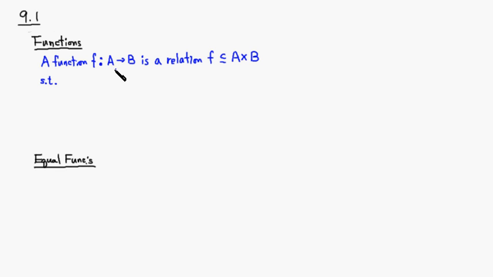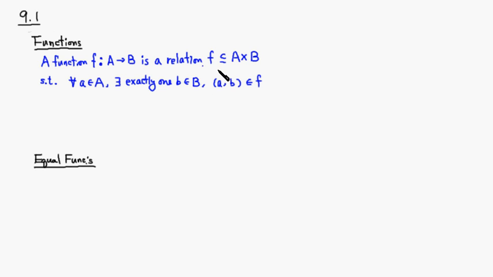right? It has to satisfy this. For each element A in the set A, there exists exactly one corresponding element, say B, in set B, such that A is related to B by this function or relation f, right?